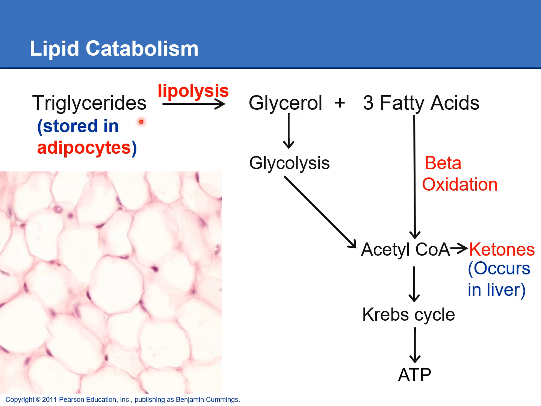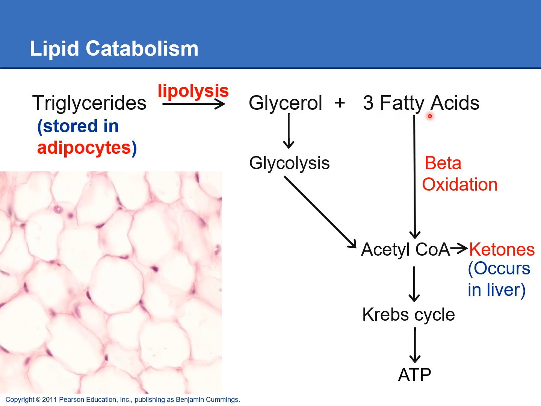So we're just going to take the triglyceride and break it into the components. We've got the glycerol, which is just a modified sugar, and then the 3 fatty acid chains. Okay, so the glycerol being a modified sugar, we can just feed that into the first step of aerobic respiration, glycolysis, and then go through and make ATP from that.